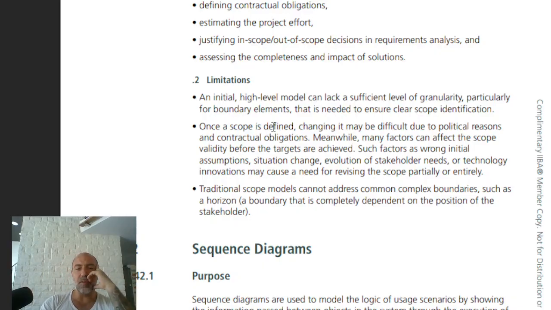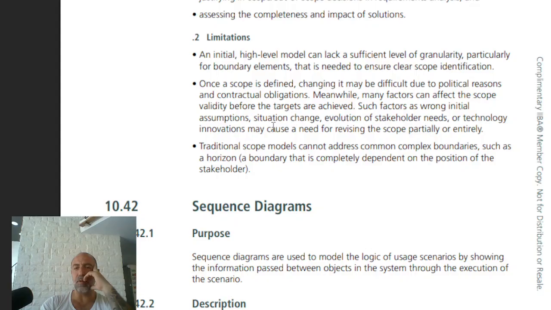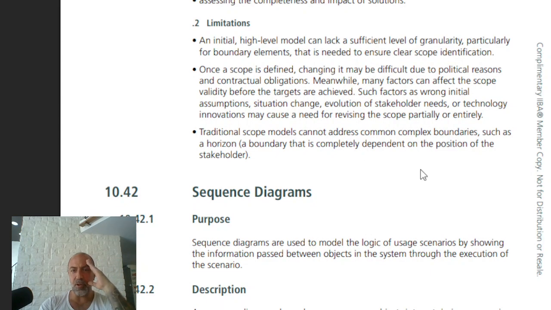Limitations. An initial high-level model can lack sufficient level of granularity, particularly for boundary elements that is needed to ensure clear scope identification. Once the scope is defined, changing it may be difficult due to political reasons and contractual obligations, because ultimately, like with every contract, there are multiple factors.